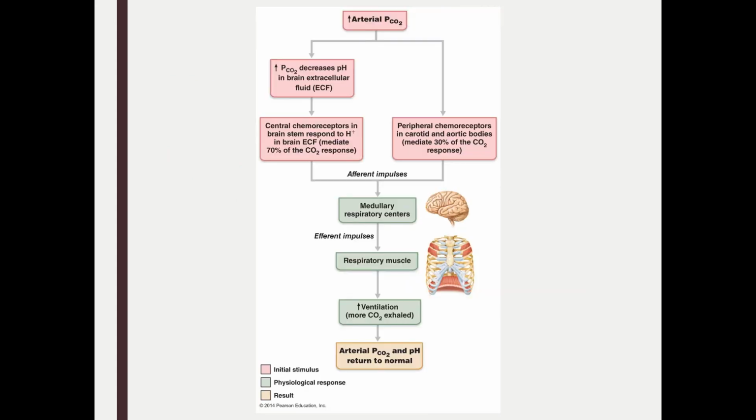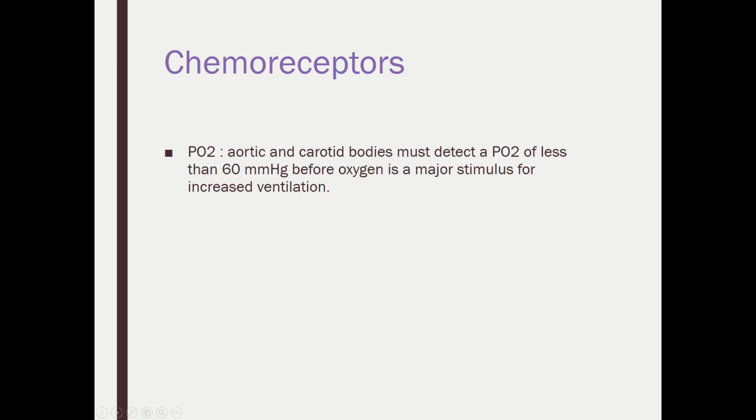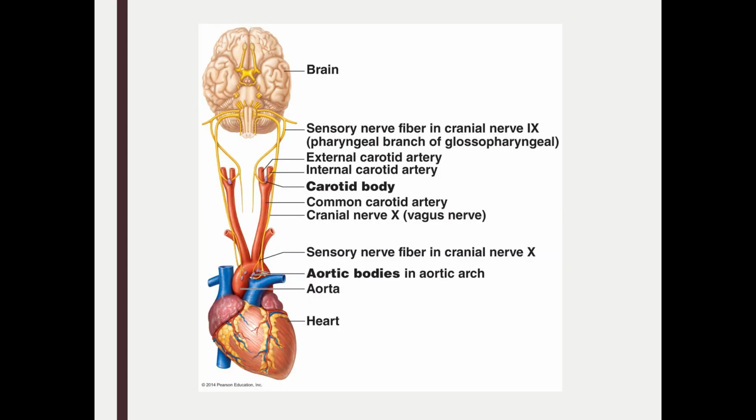And then here is what happens when arterial PCO2 is too high and what we're going to do to counteract that. And then just one more little hit on this: PCO2 levels are the most important influence on respiration. And there you can see those relationships. And then, like I said before, you have to have a PO2 less than 60 before you will breathe because of low O2.